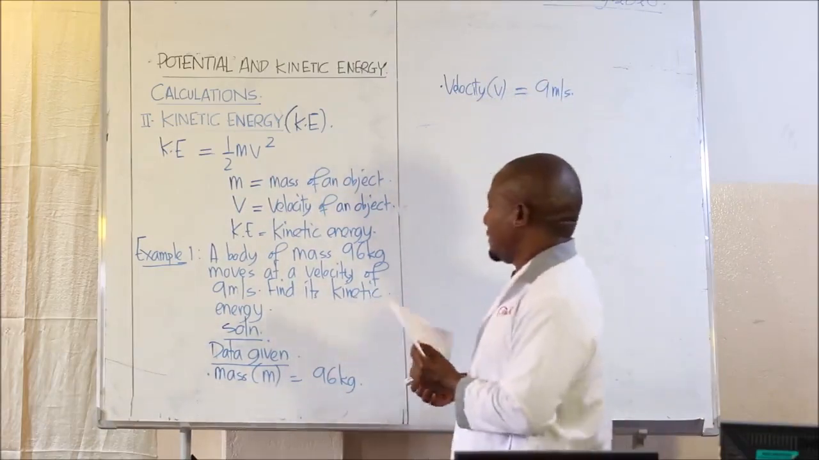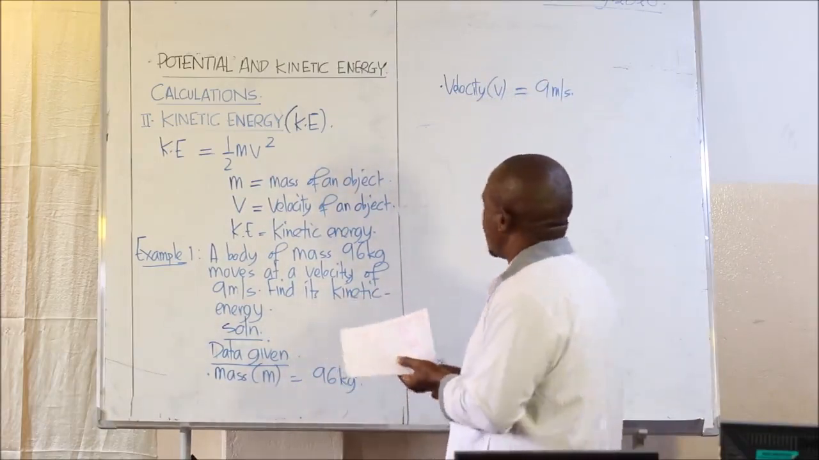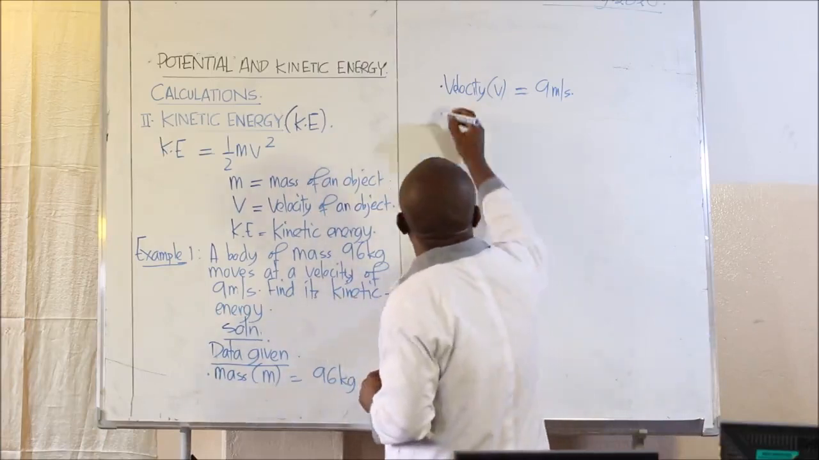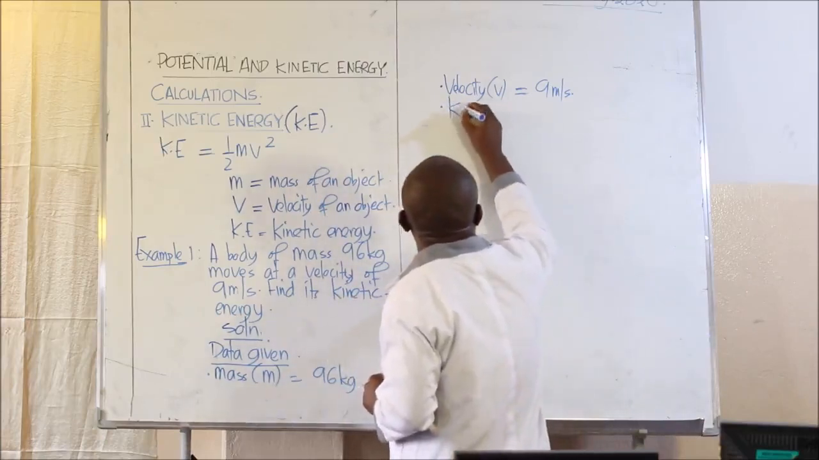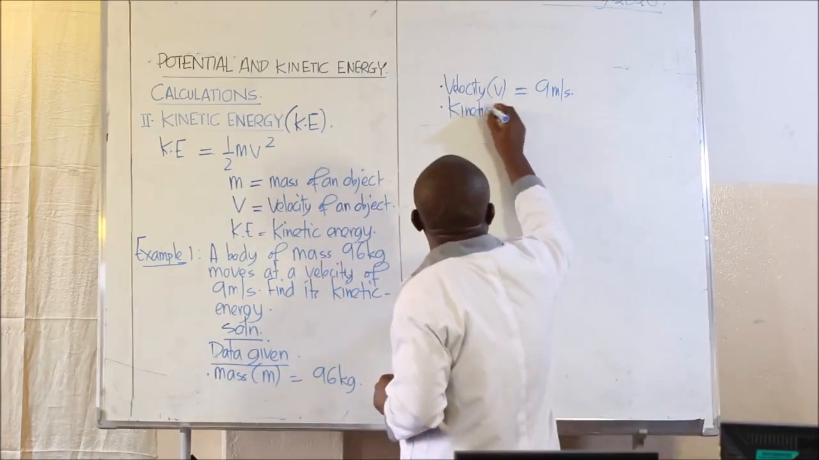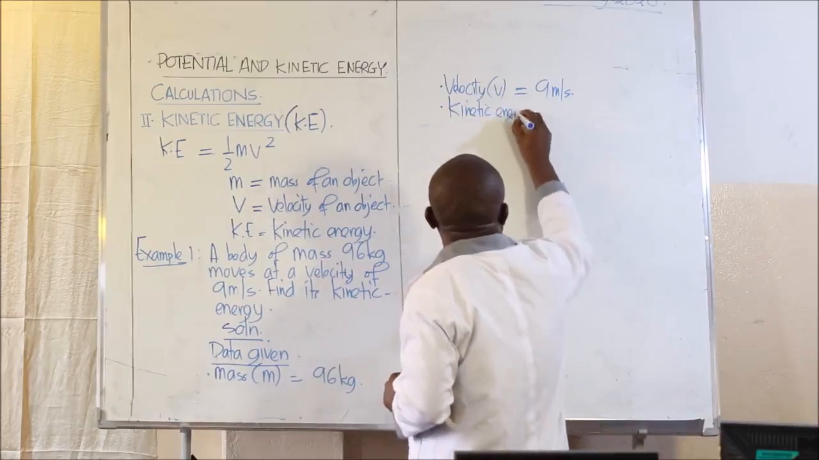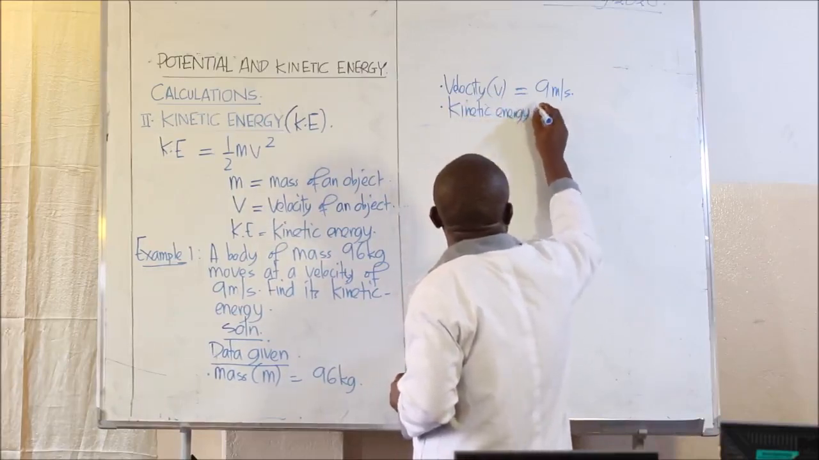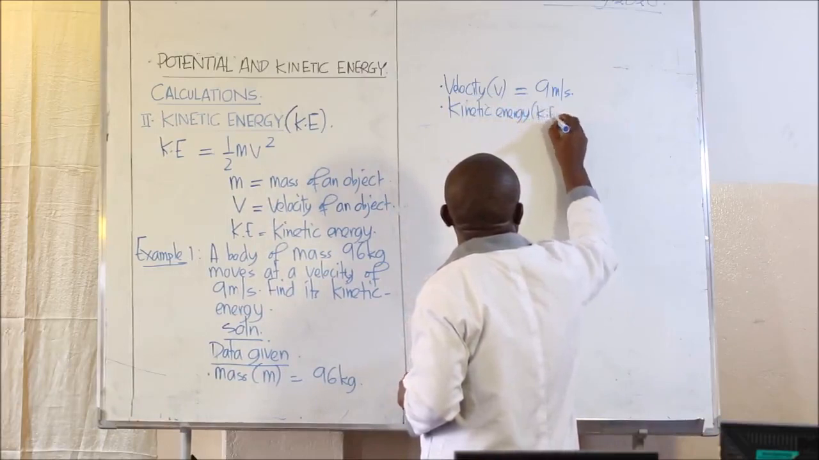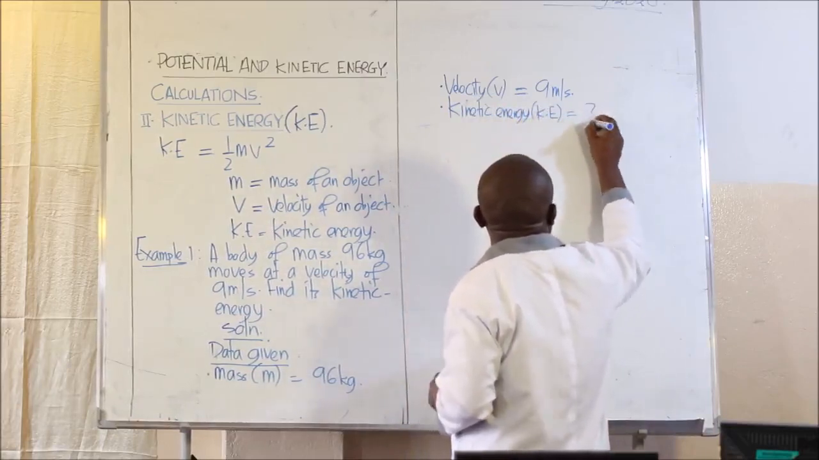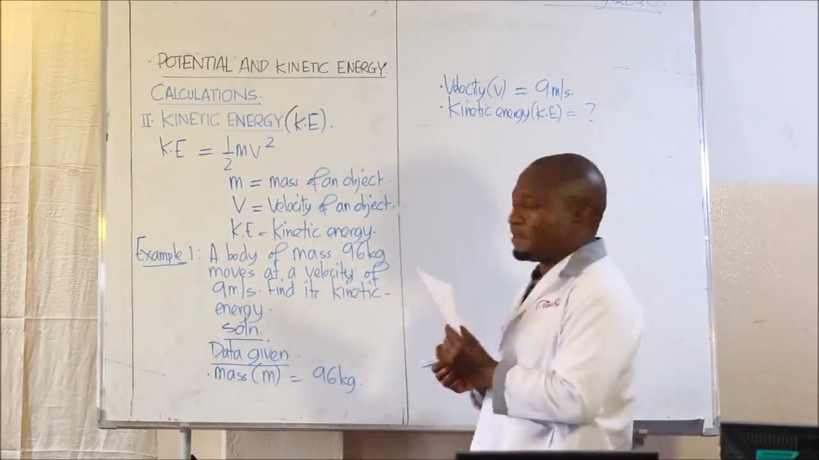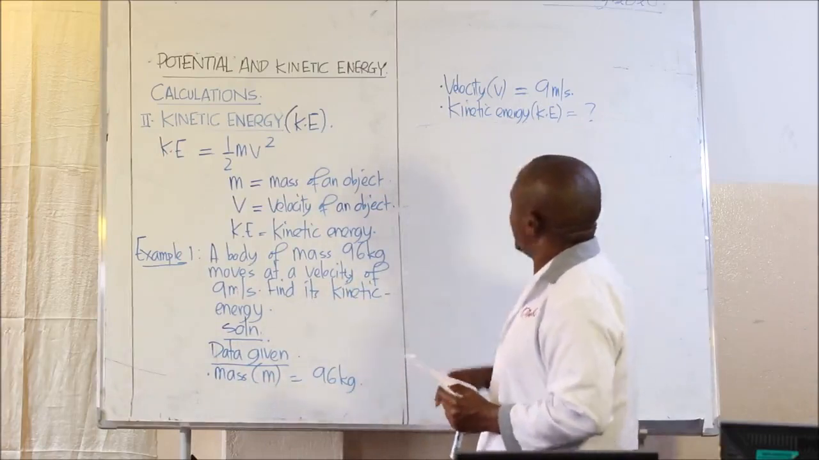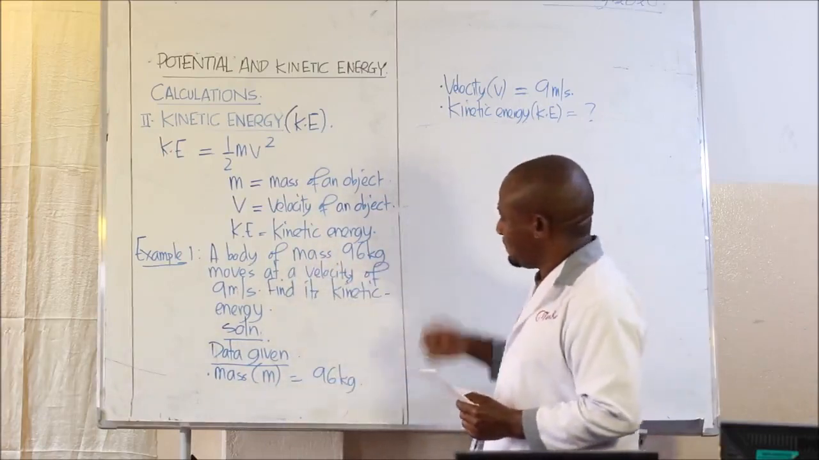And then, what is required is to find the kinetic energy. So kinetic energy equals what? Now, writing of data is very, very important. You have to write the data properly. So give it a question mark. What should be the magnitude of the kinetic energy of this moving body?